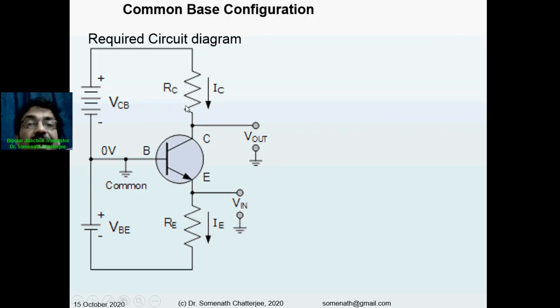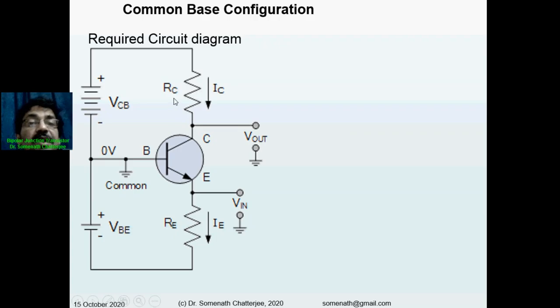You can see that this is the NPN transistor because the arrow is outside. The base is common, that's why it is grounded, as I told you, and it is common to both input and output. This is the input, this is the output. So VBE, the base to emitter voltage, is the input, and this is the emitter resistance. We will apply here the Vin, that is the VAC which we want to amplify, and we will get the voltage at the collector end. So this is the collector, V out.